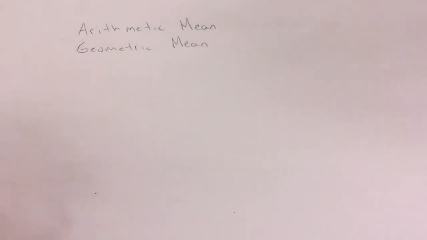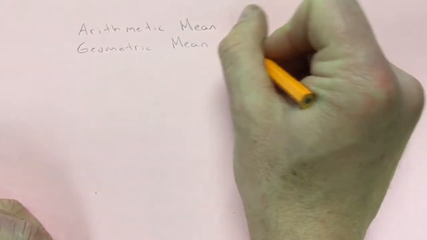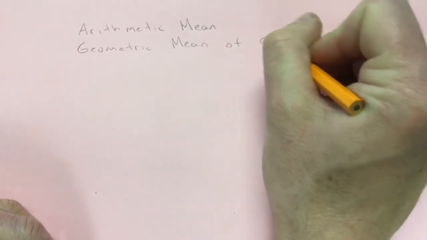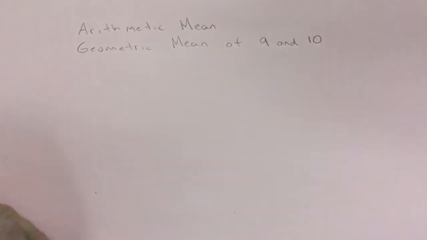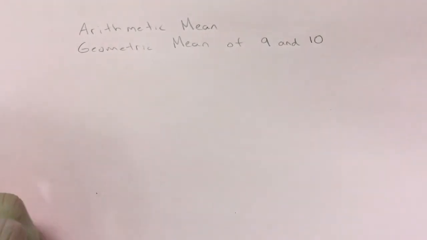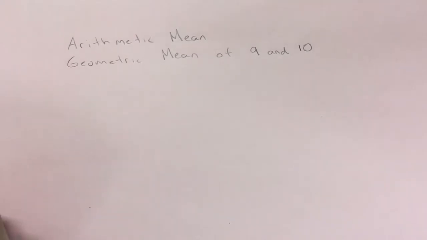So if I ask you to find the geometric mean of 9 and 10, for example: if I was doing the arithmetic mean, I would add them together and divide by 2, and I'd get 9.5. Well, of course, because that's the average of 9 and 10. But with the geometric mean, you're going to set up a proportion.